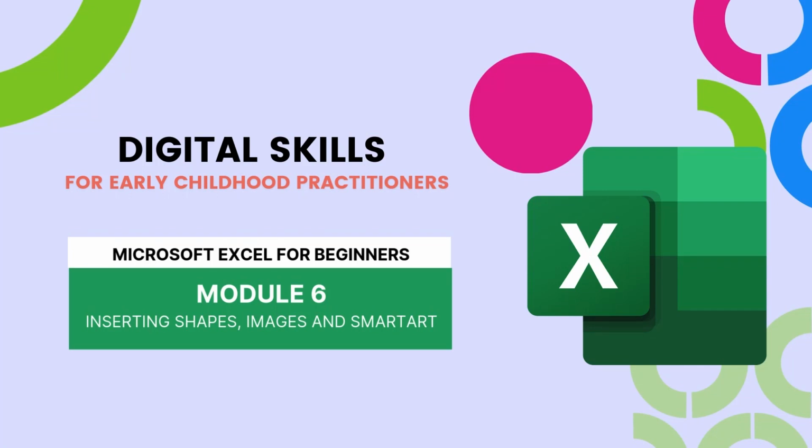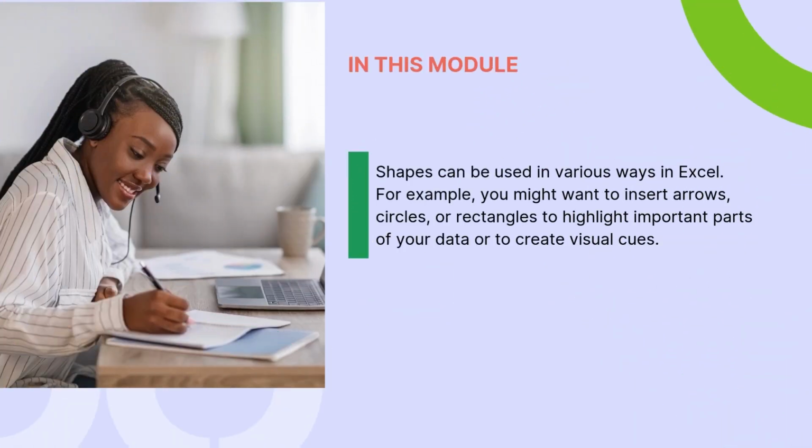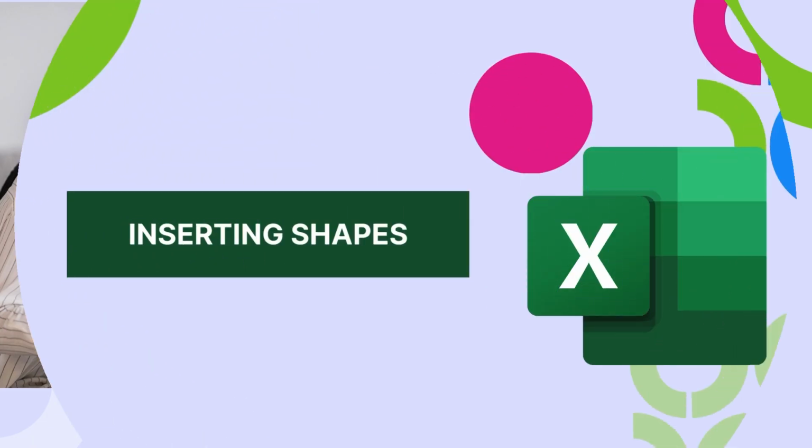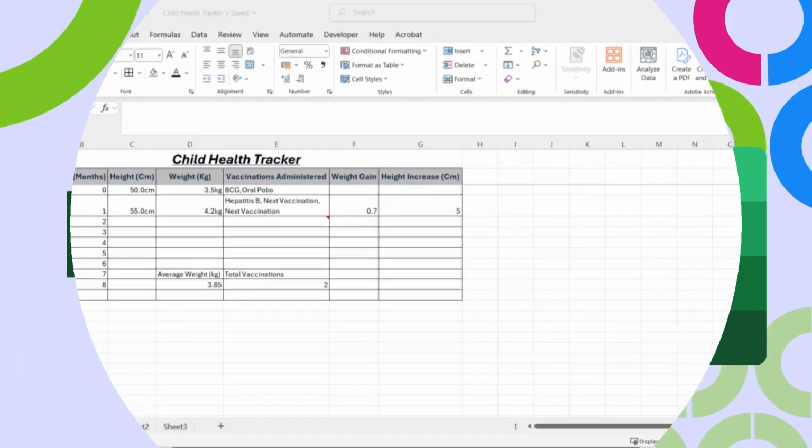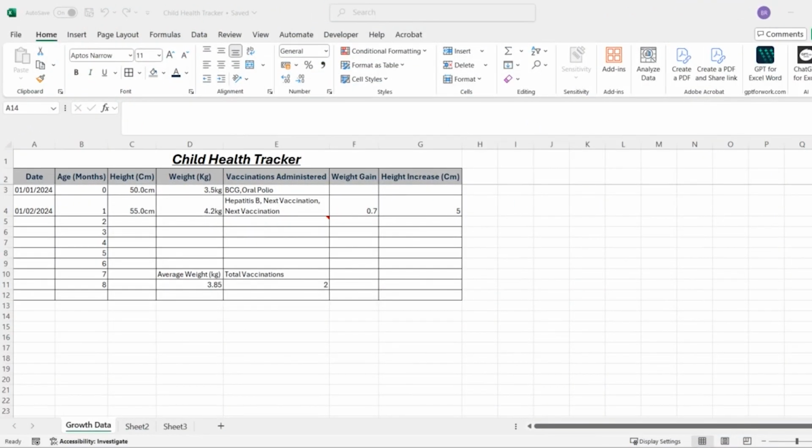Module 6. Inserting shapes, images, and smart art in an Excel workbook. Shapes can be used in various ways in Excel. For example, you might want to insert arrows, circles, or rectangles to highlight important parts of your data or to create visual cues. To insert a shape, go to the Insert tab on the ribbon.